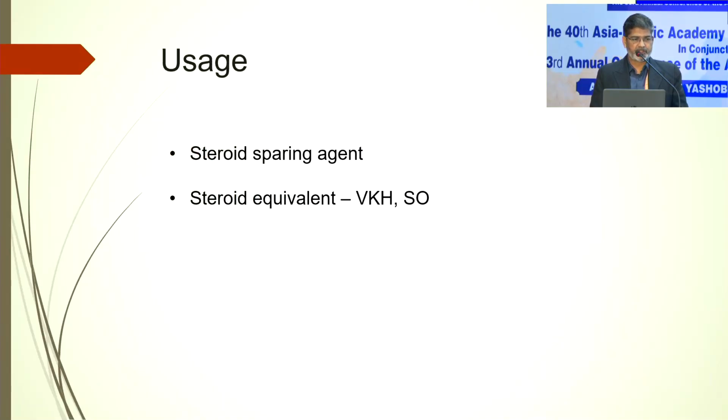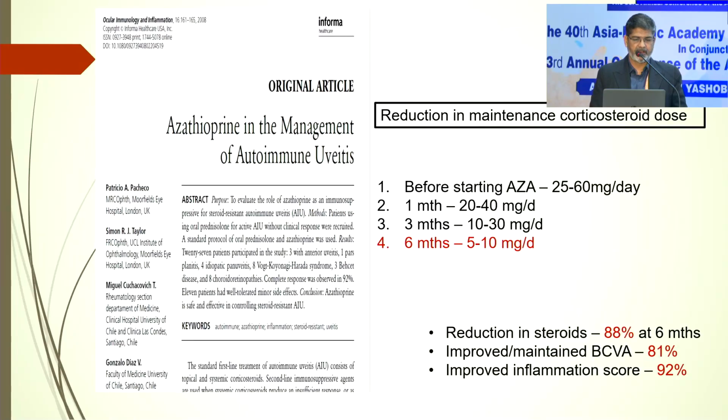It can be used as a steroid-sparing agent or as a steroid equivalent as in VKH and SO. And it has helped us in reducing the maintenance corticosteroid dose from around 25 to 60 milligrams per day before initiation of azathioprine to around 5 to 10 milligrams per day in 6 months' time, with an 88% reduction in steroids at 6 months, an improvement in vision in 81%, and an improved inflammation score in 92% of the patients.